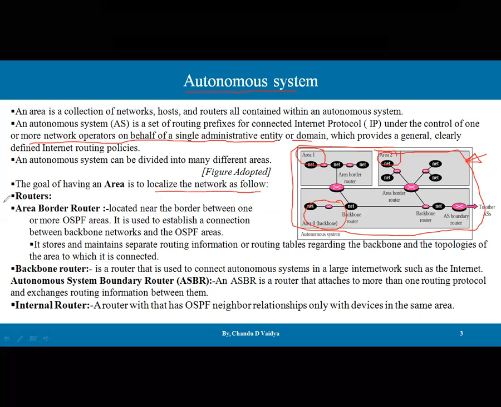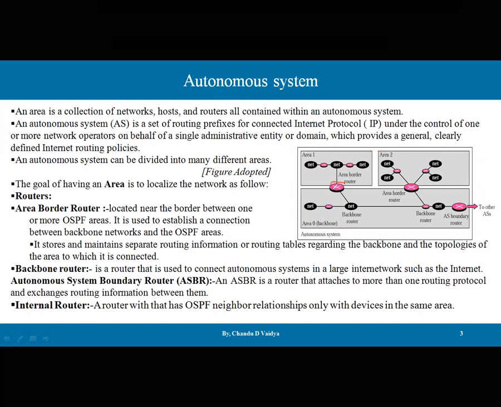Then there are routers available in this particular autonomous system. The very first router is the area border router. Guys, if you see this area border router, at the time of OSPF multi-area configuration, this area border router plays a very important role. What is its purpose? It is located near the border between one or more OSPF areas.